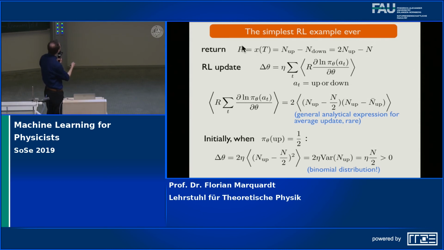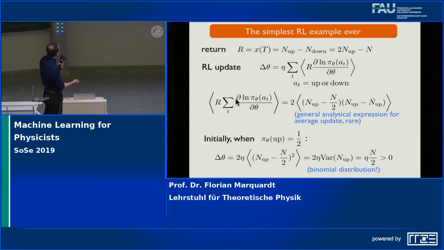And so I also want to express my return, the overall reward, in terms of n up. And I can do this easily, because the position at the end is obviously just the number of up steps minus the number of down steps. The number of +1 moves minus the number of -1 moves. And by using that the sum of them is n, I can also write it like this, 2 times n up minus n.